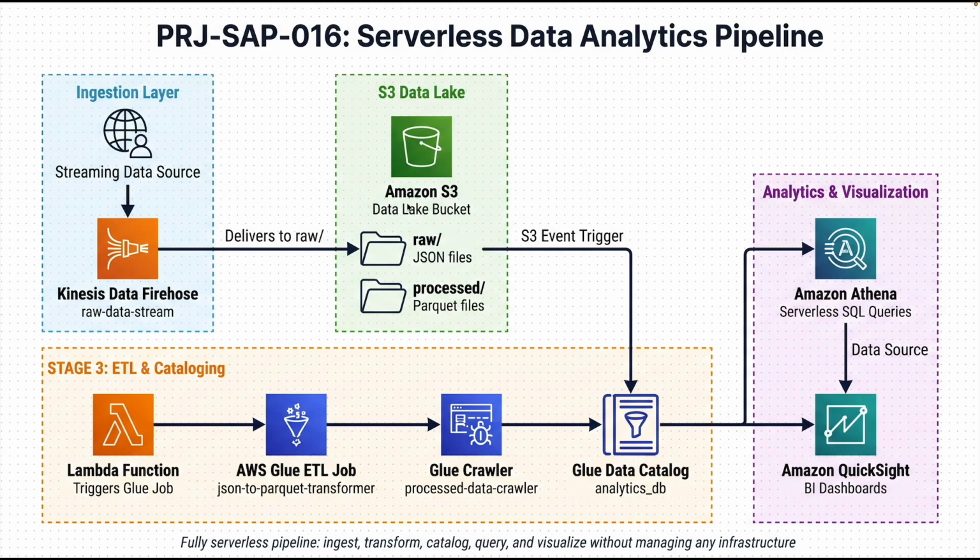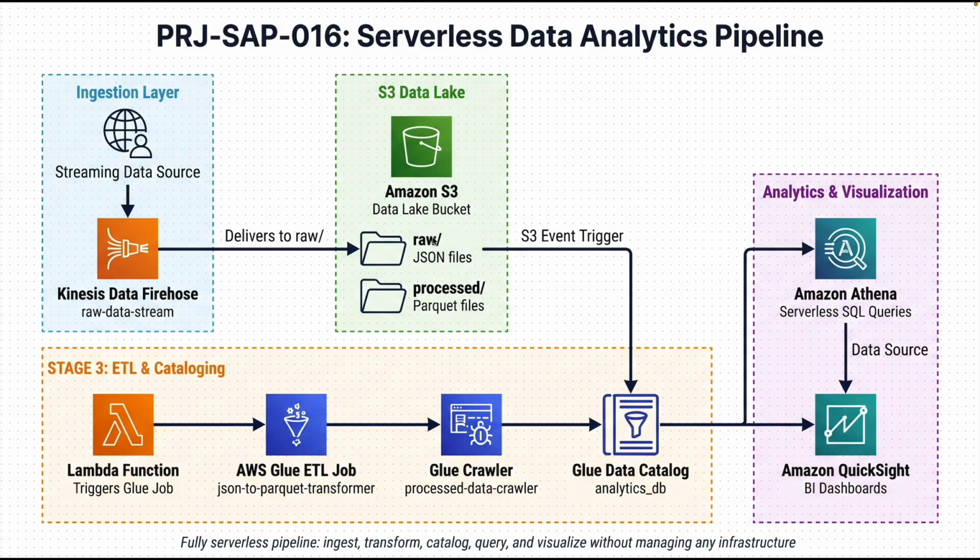So the storage layer is going to be S3. S3 is used as the central data lake for this project. So we're going to have the prefix raw, which is going to store the data in its original unaltered format, which is going to be JSON. And then the prefix processed is going to store the data after it has been cleaned, transformed, and then partitioned, also converted to a columnar format like Parquet files, Apache Parquet.